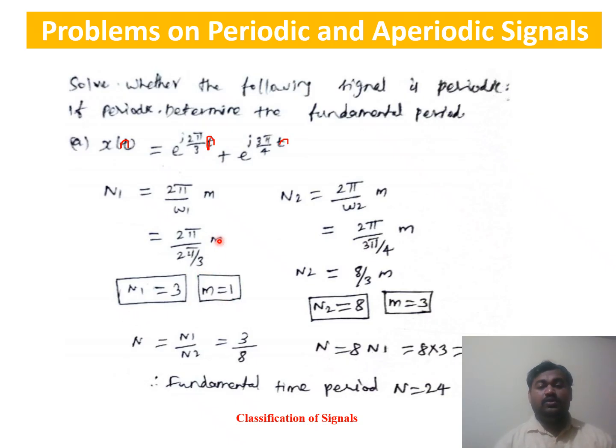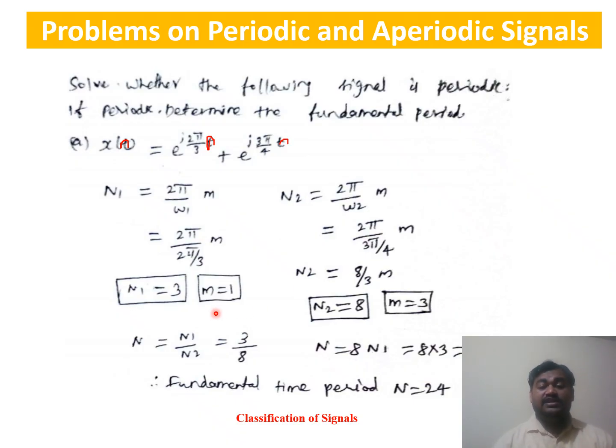This m represents the smallest integer to convert the time period into an integer. So here 2 pi cancels, you will be getting 1 by 3. If you substitute the smallest integer as 3, you will be getting 1. So n1 equal to 3, m equal to 1. Similarly here, 2 pi by 3 pi by 4 goes 8 by 3 into m. As I already told, m is the smallest integer to convert n into an integer. Even if you put 6 or 9 it will become an integer, but the smallest integer is 3. So if you substitute 3, it will be n2 equal to 8 and m equal to 3.